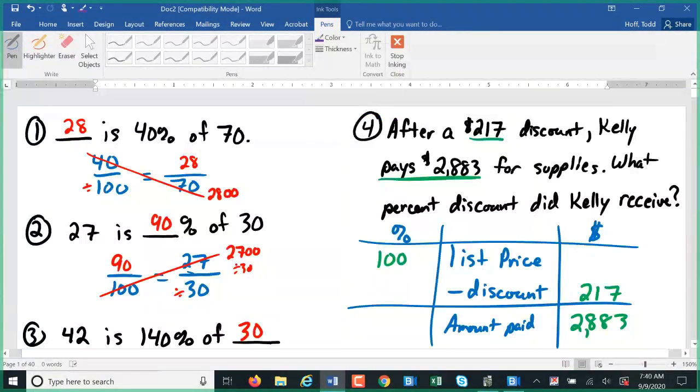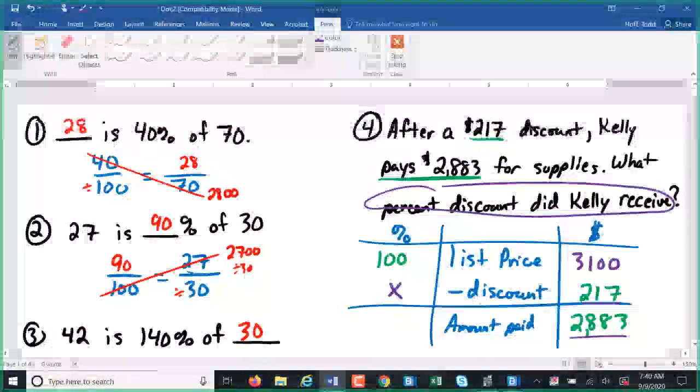We're not given any other information here, but we can find it rather quickly because we know that this list price here can be found by taking the amount paid and adding the discount back to it, which would be $3,100.